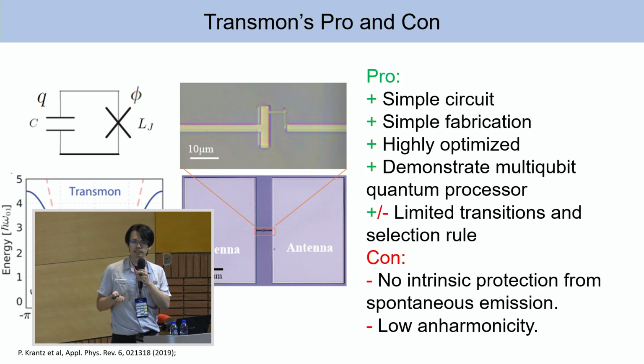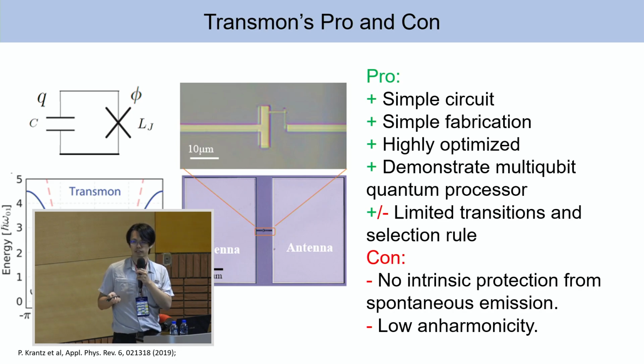The con is that there's no intrinsic protection against spontaneous emission for this 0-1 transition right here. As long as you put the 0 and 1 into a background where spontaneous emission can occur, this transition will happen. So you need to engineer the environment such that you can protect against this spontaneous emission nicely.